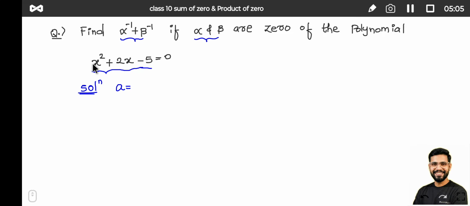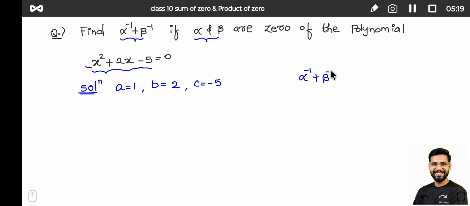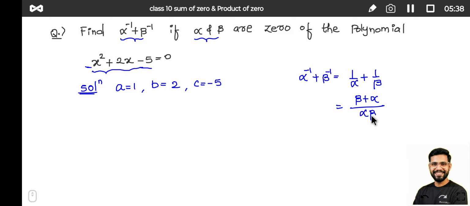So a, which is the coefficient of x square, no number is there, that means 1. B, which is the coefficient of x, is 2, and the value of c is nothing but minus 5. Okay, now we have to find out alpha inverse plus beta inverse. The same thing can be written as alpha inverse, that means 1 by alpha, plus beta inverse means 1 upon beta. In the question it can be given like this also, 1 by alpha plus 1 by beta. So if we do the cross multiplication, we will get in the numerator beta plus alpha, and in the denominator alpha into beta.